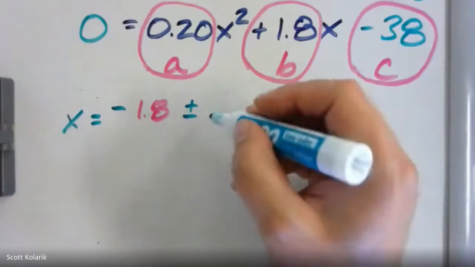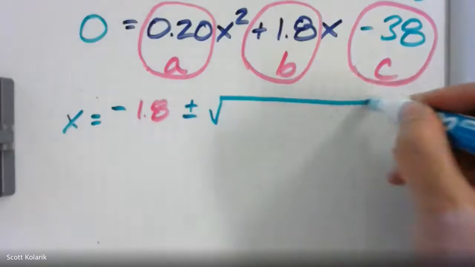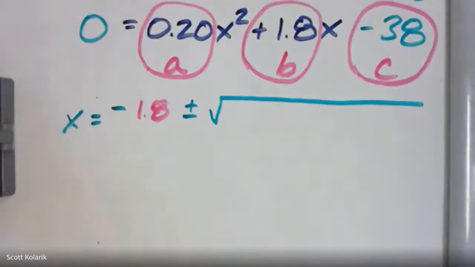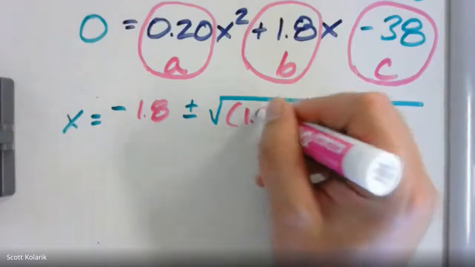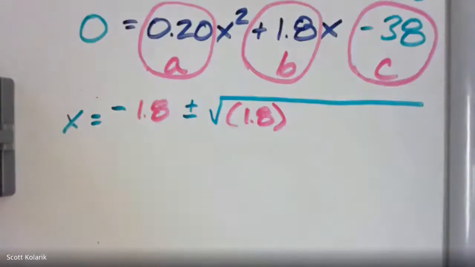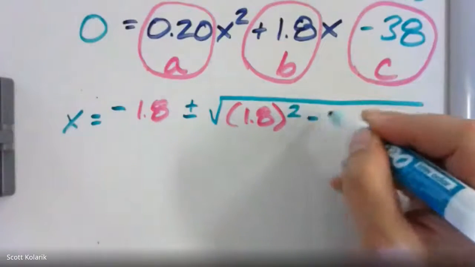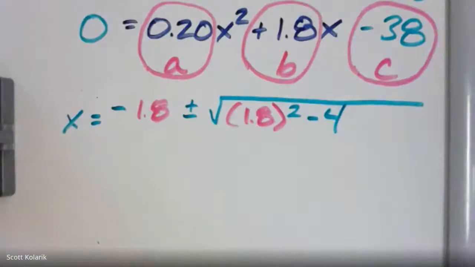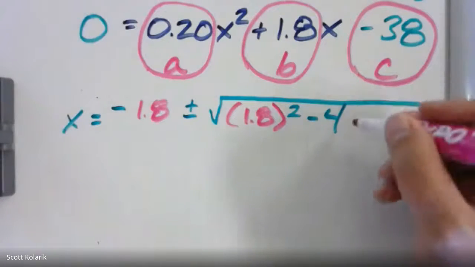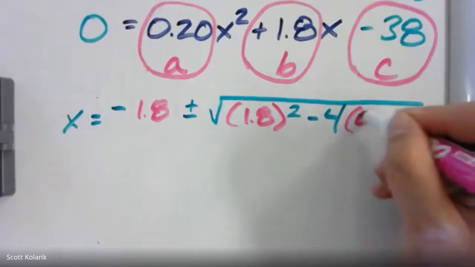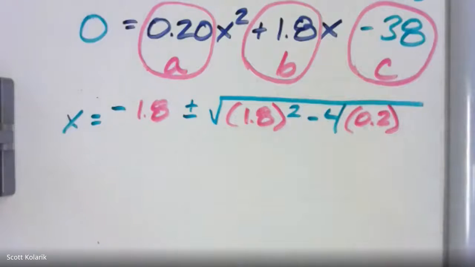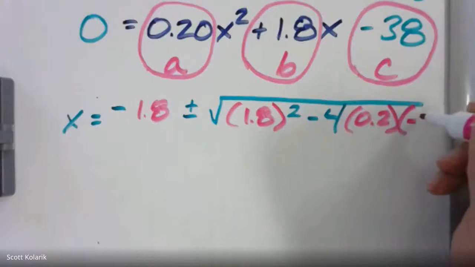Plus or minus, and then the massive square root. And then here I'm going to have the B squared, so that same positive 1.8. I'm going to square it. And then I'm going to subtract 4 times A times C. A in this case is that 0.20 or 0.2. I don't need that second 0 technically. Don't know why I wrote it. And then in this case, C would be -38.